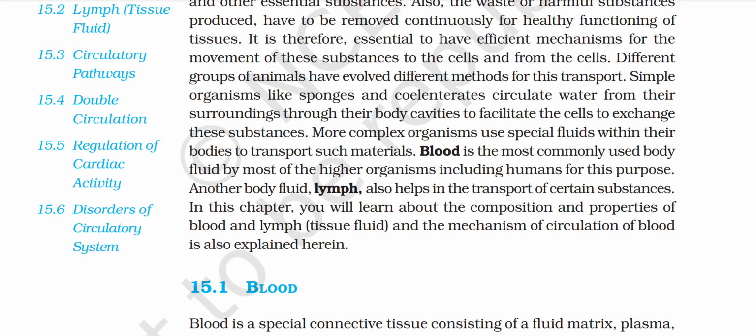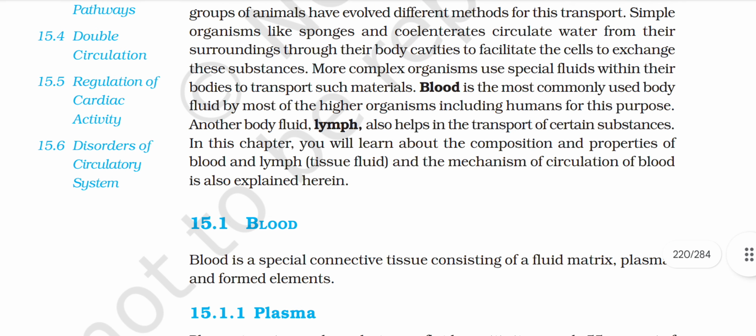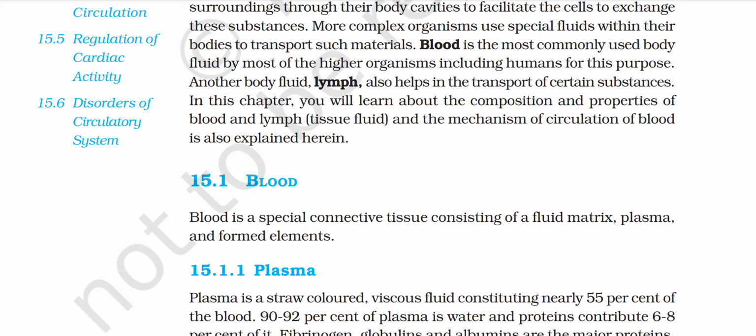Simple organisms like sponges and coelenterates circulate water from their surrounding through their body cavities to facilitate the cells to exchange these substances. More complex organisms use special fluids within their body to transport such materials. Blood is the most commonly used body fluid by most of the higher organisms, including humans, for this purpose. Another body fluid, lymph, also helps in the transport of certain substances.